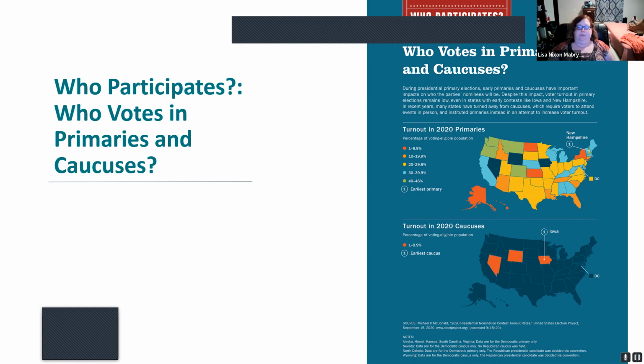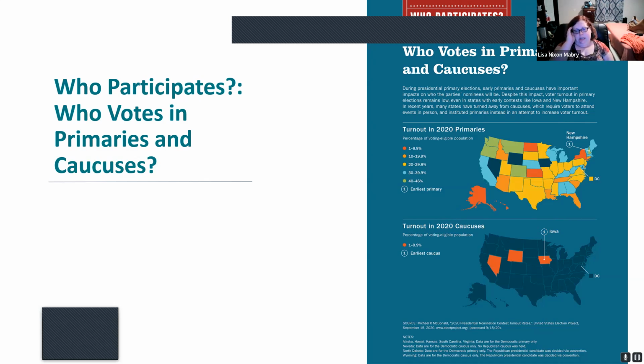In recent years, a lot of states have turned away from caucuses, which require voters to attend events in person, and instituted primaries instead in an attempt to increase voter turnout, because then you have the option for early voting, vote by mail, that kind of thing, as opposed to a caucus where you have to physically be there a certain day, certain time. It makes it a lot harder for successful voter turnout in those areas.